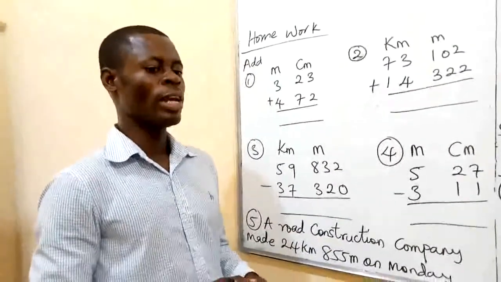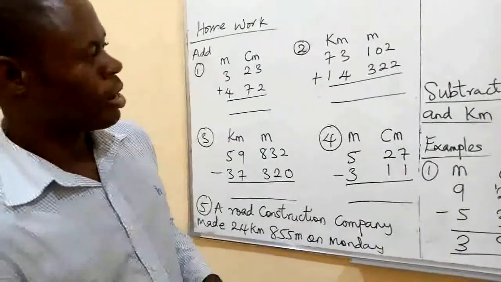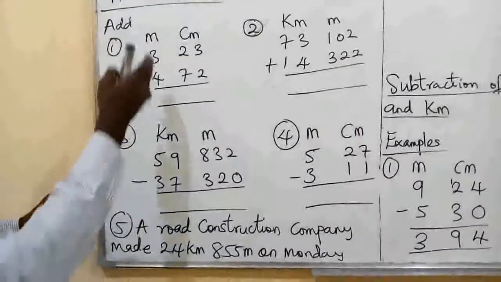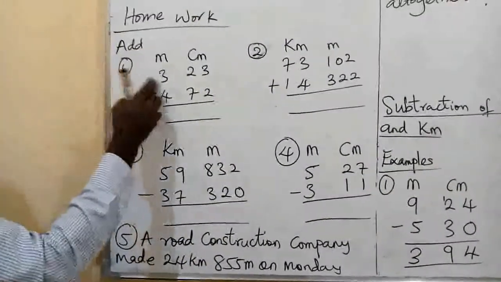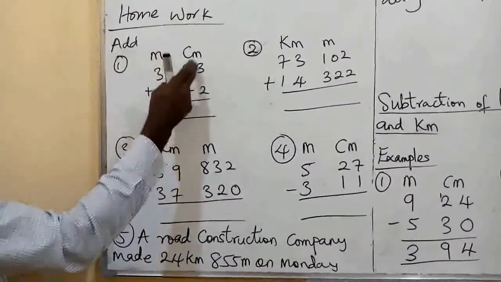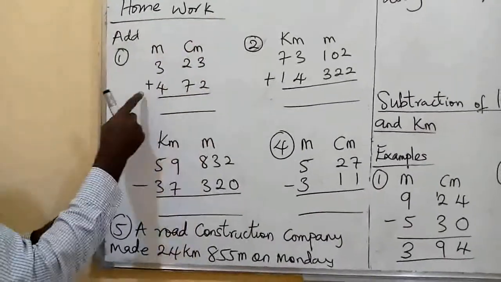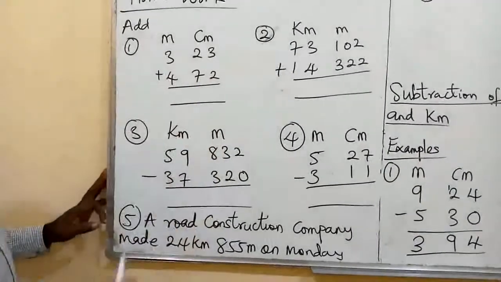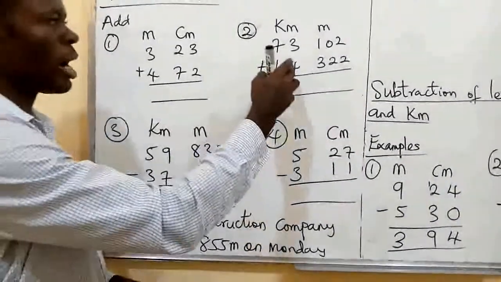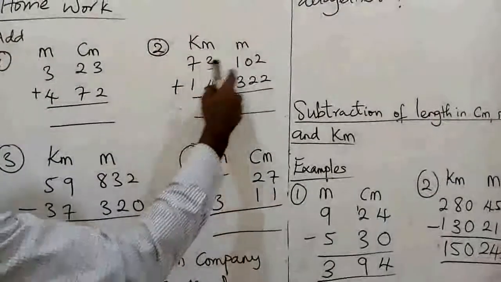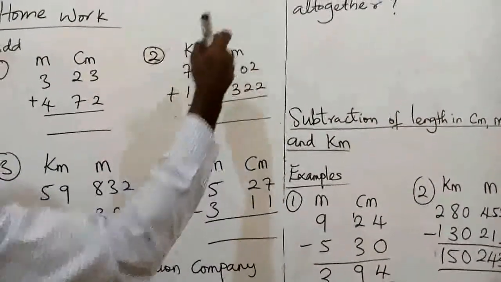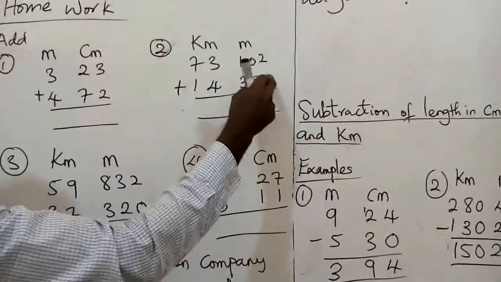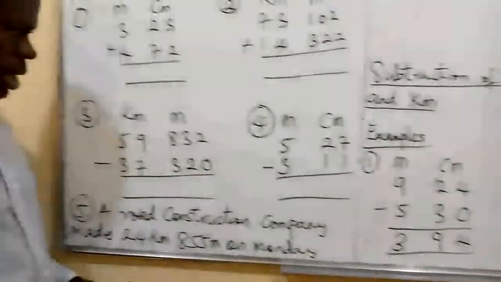Alright? Before I leave, I'm going to leave you with a few assignments or homework which we have here. Alright, our homework for today is add 3 meters 23 centimeters plus 4 meters 72 centimeters. That is our number 1. And number 2, we have 73 kilometers 102 meters plus 14 kilometers 322 meters. That is for number 2.